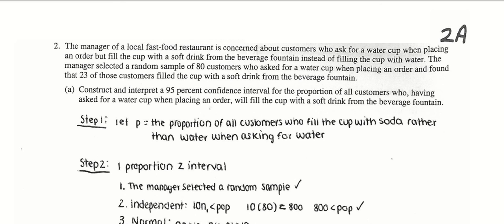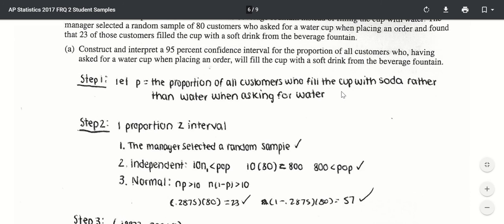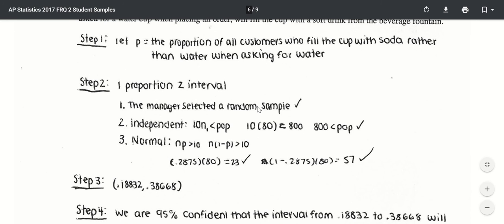So they defined the parameter. The parameter is let P equal the true population proportion of all customers who fill the cup with soda rather than water. We've actually done this one in class, so hopefully you remember how to do it. They went in a different order, but I teach you guys to check your conditions next.